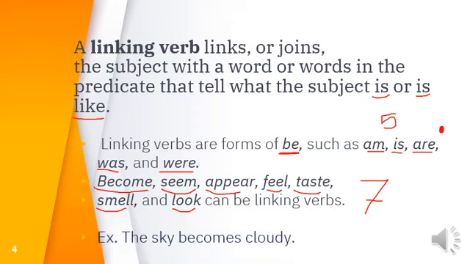Here is an example. The sky becomes cloudy. Now what is the verb? It is becomes. So how do I know whether this becomes is an action or a linking verb? Simply, I can change it with one of the basic 5. Can I put is here? The sky is cloudy. Does it make sense? Yes. Is it the same meaning? Nearly the same meaning. So becomes here is a linking verb. Very well.